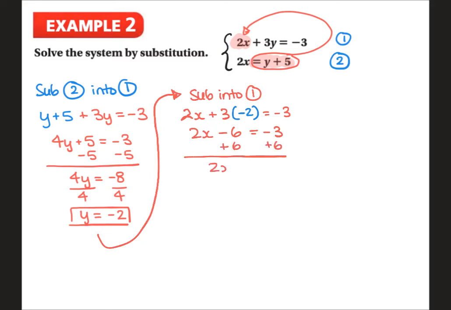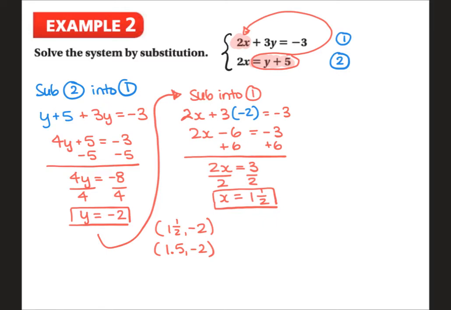and I get 2x is equal to 3. And then I divide both sides by 2, so I get that x is equal to 3 over 2, or x is equal to 1.5. So I've got 2 numbers here. My solution then is now 1.5 and -2. And for those of you who like decimals, 1.5 and -2. So this is my solution to this problem here.